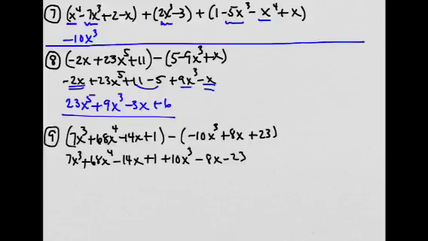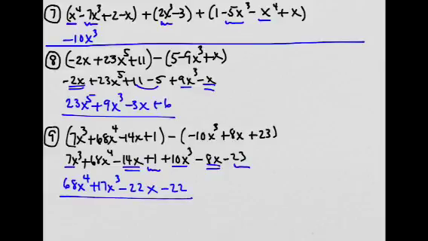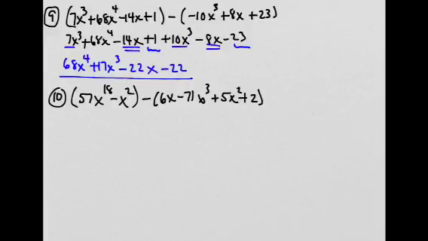The highest degree here is 4, so we're going to put 68, and there's only one of them, so that's why we just bring it down. Then there are 2 cubes here and here, so that's 17. No squares. There are 2 x's here and here, so it's minus 22x. And then there's a constant here and a constant here, so that leaves us with negative 22. So there's the answer.